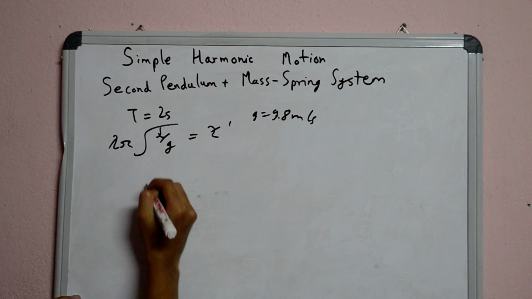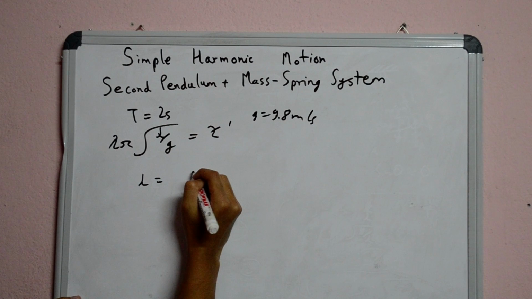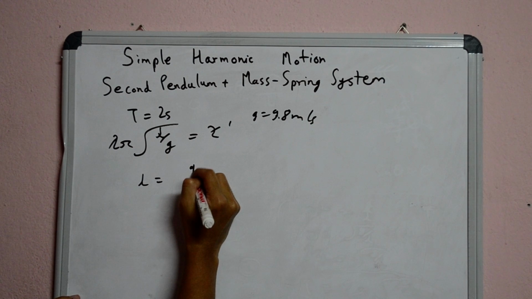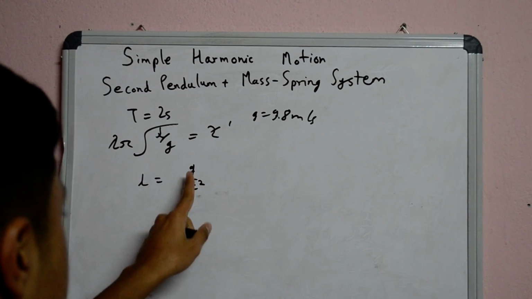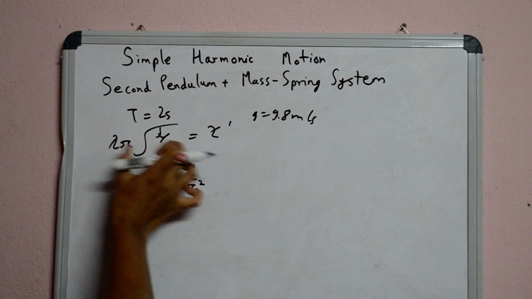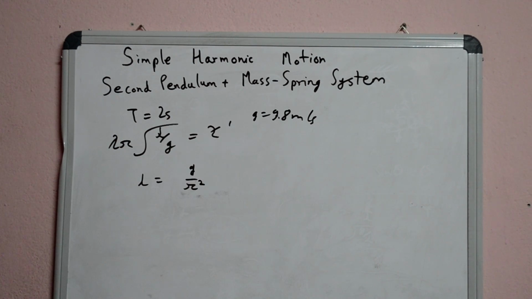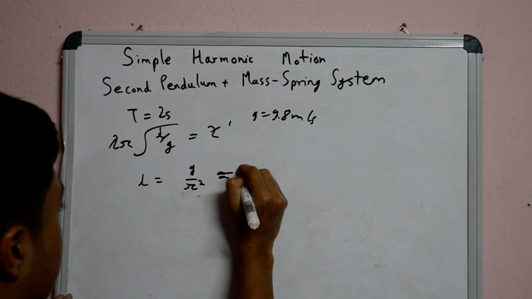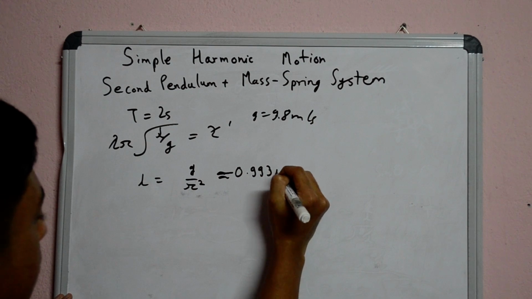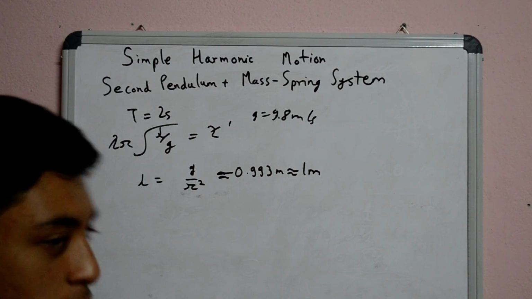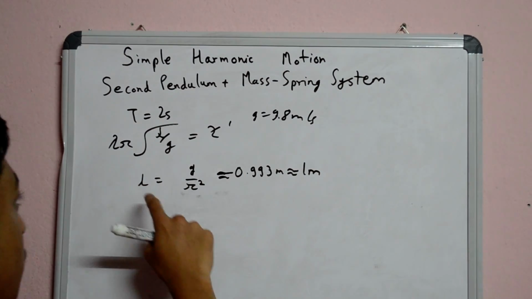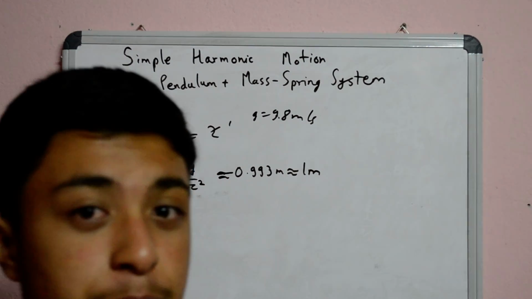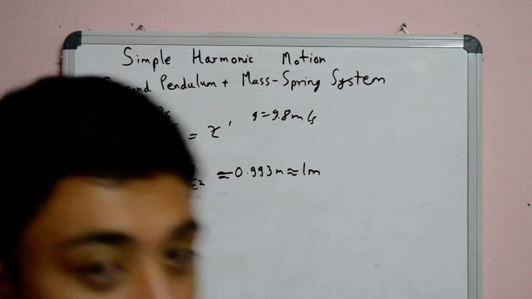So if we do a rough calculation, this becomes L equals to G by pi square, because if you square both sides and then you put a pi here, you'll get this. So this will be nearly equal to 0.993 meter, which is approximately 1 meter. So what this entails is that if the length of a simple pendulum, the string of the simple pendulum, is 1 meter, then the time period of oscillation will be approximately 2 seconds.